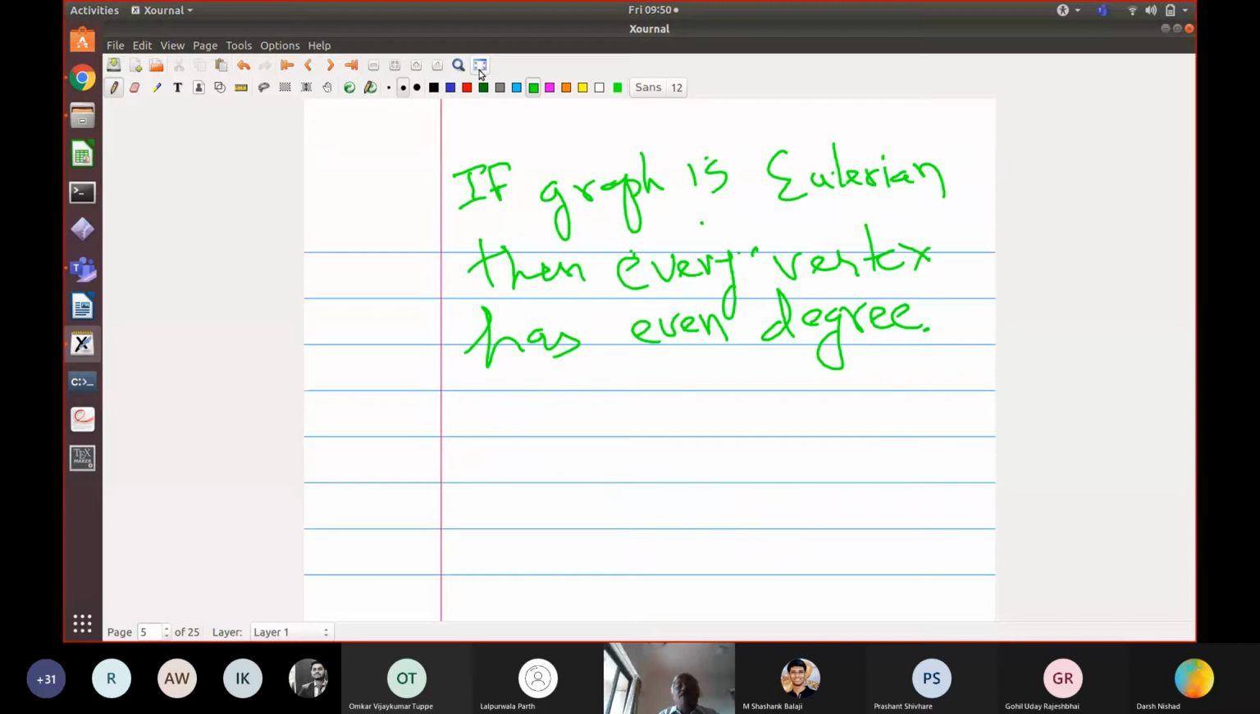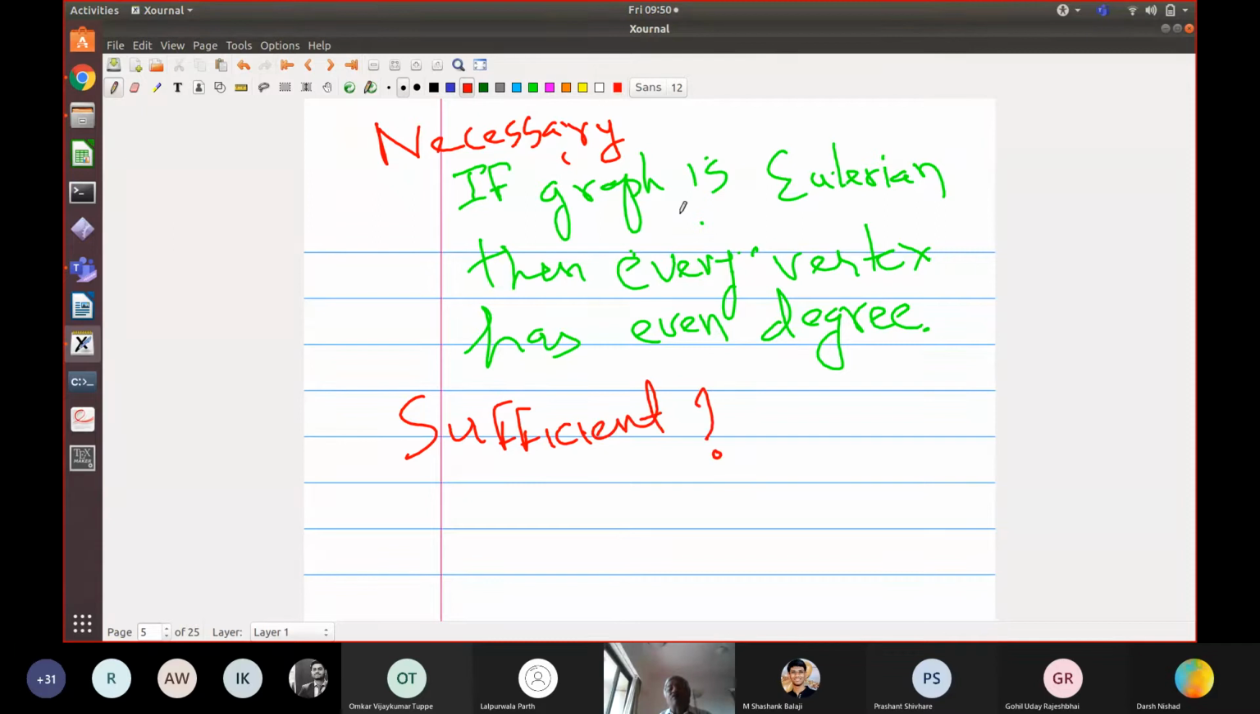Okay, so this is actually a necessary condition. That is, if the graph does not satisfy this, then it cannot be Eulerian, right? But is it sufficient? That is, suppose there's a graph where every vertex has even degree, then will it be Eulerian?